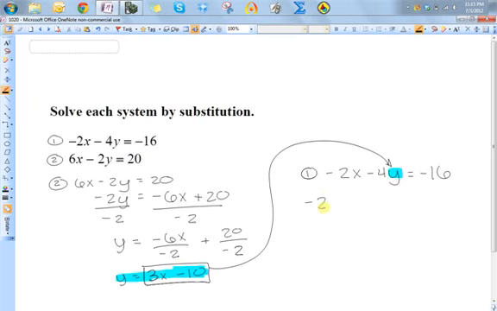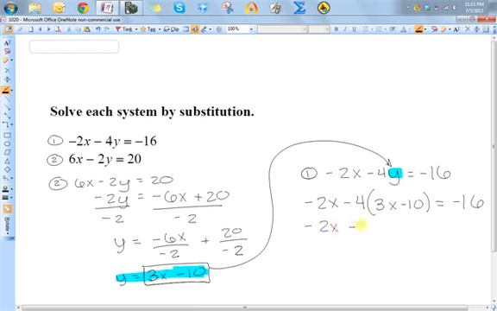Okay, so we have negative 2x minus 4, but instead of writing y, I'm going to write 3x minus 10 equals negative 16. Well, now I have an equation with one variable, and I can solve that for x, no problem. So I just do negative 2x minus 12x plus 40 equals negative 16, negative 14x plus 40 equals negative 16.